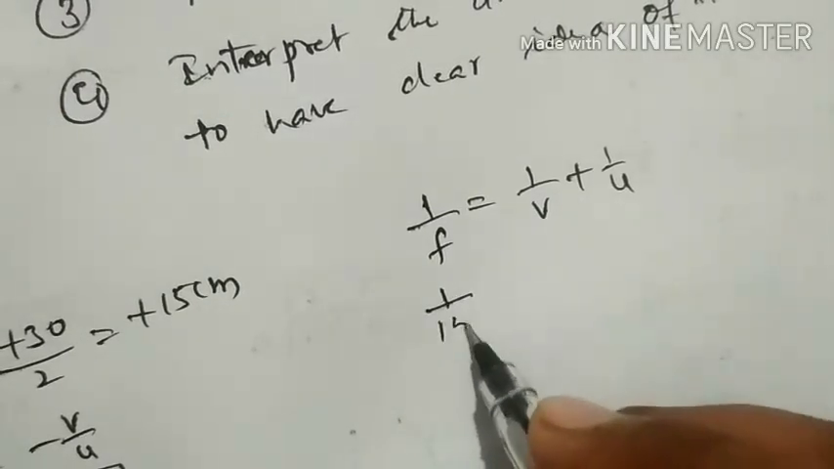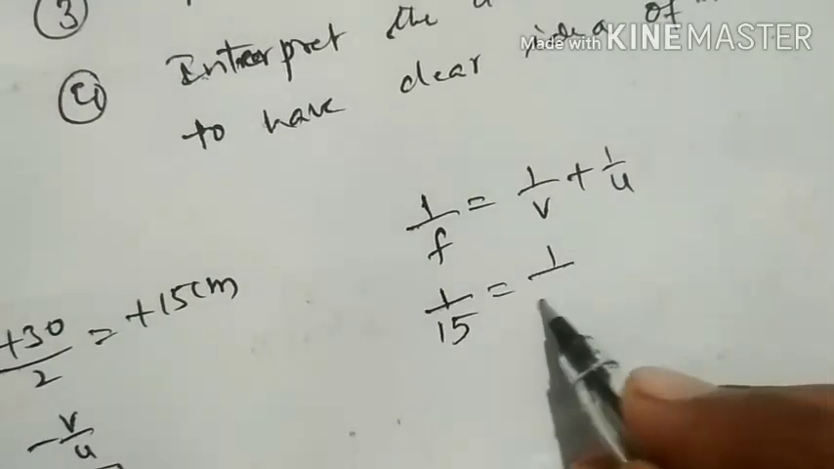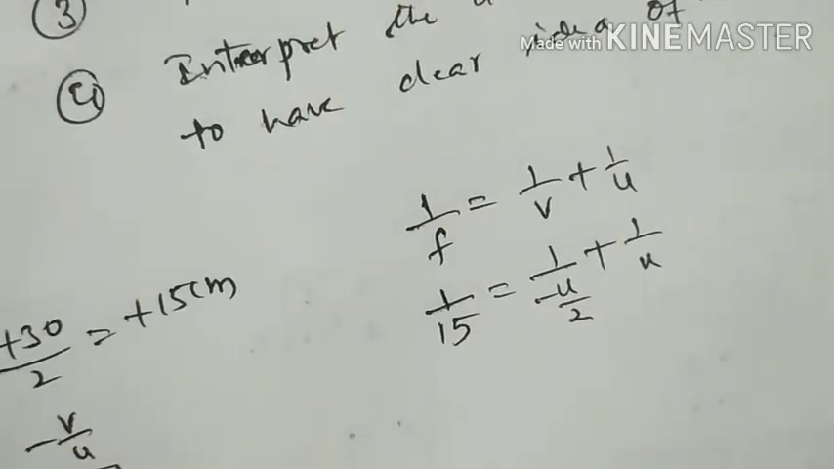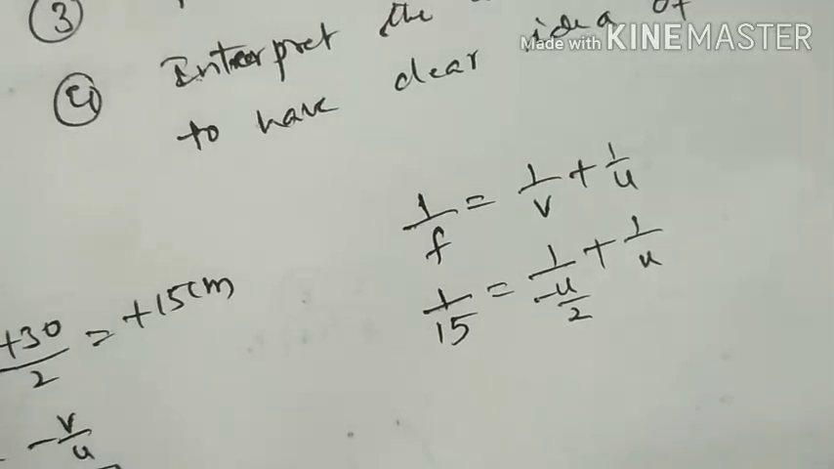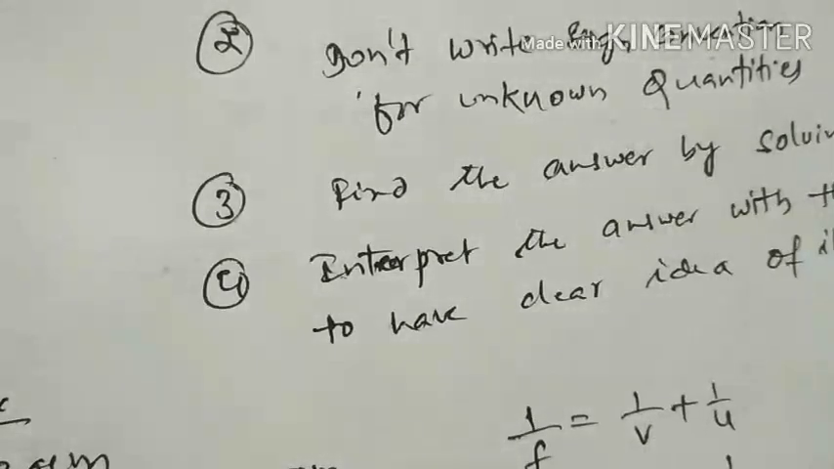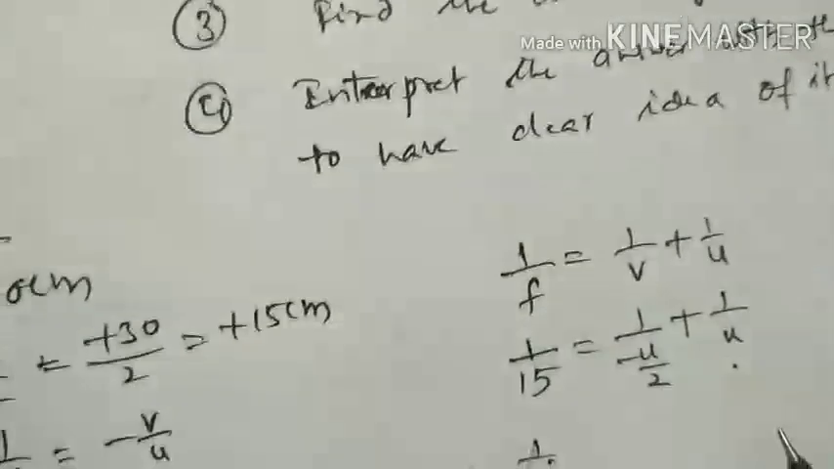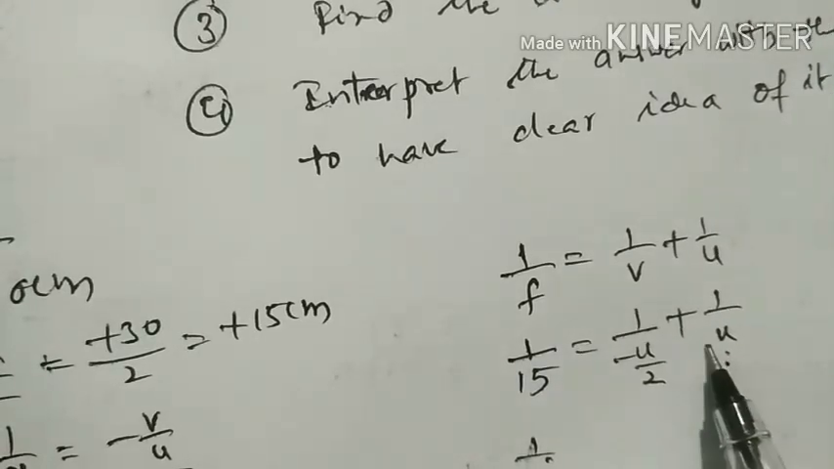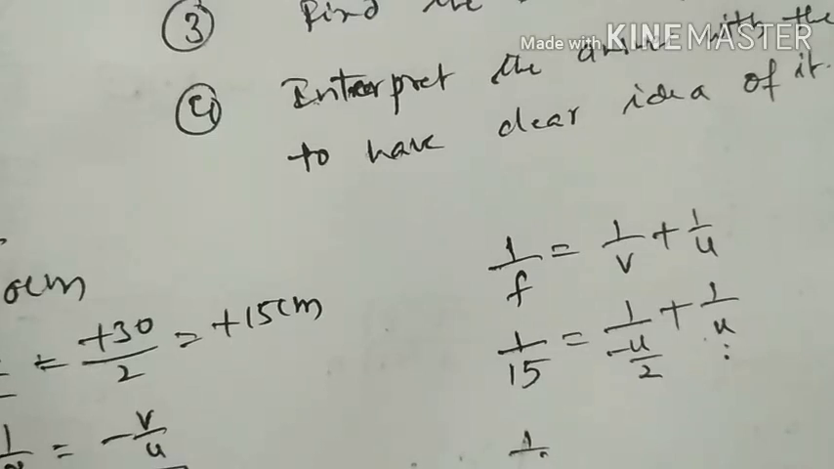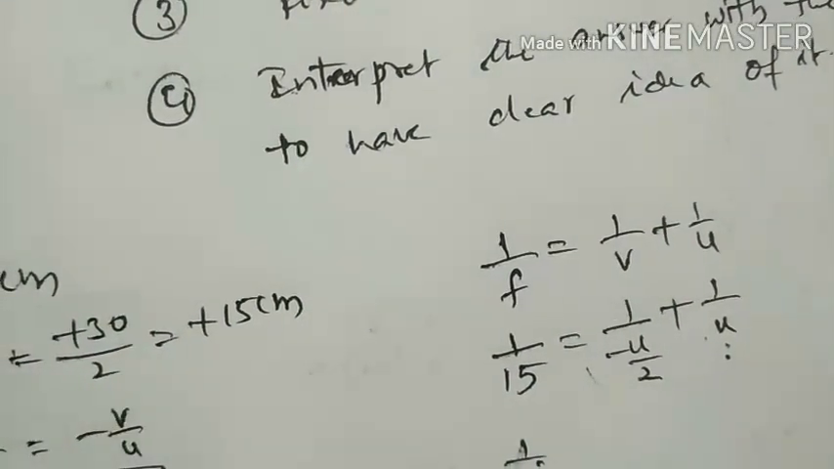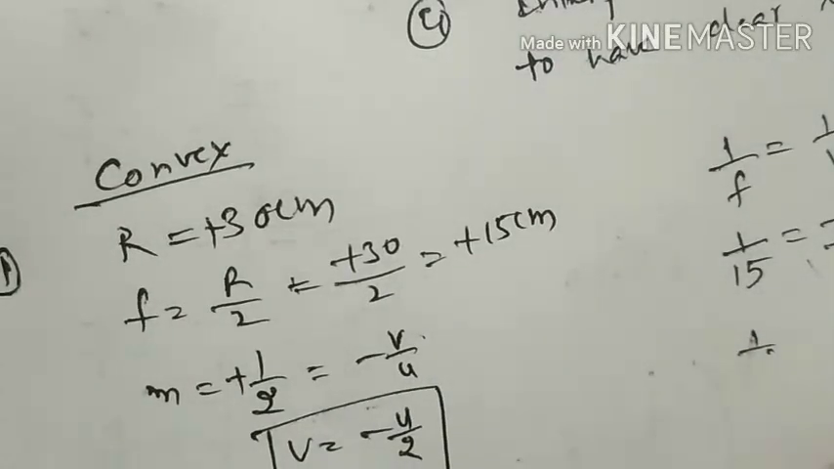What is 1 by f? 1 by 15 equal to 1 by v, where v is minus u by 2. You don't know the object distance, you write u only. So if you solve for u, you will get v. Don't write the sign convention for the unknown quantities. You don't know the exact value of the object distance, so don't write any sign convention. If you take minus here, the answer will be completely different. You know v is equal to minus u by 2, that you have calculated from the formula m is equal to minus v by u.